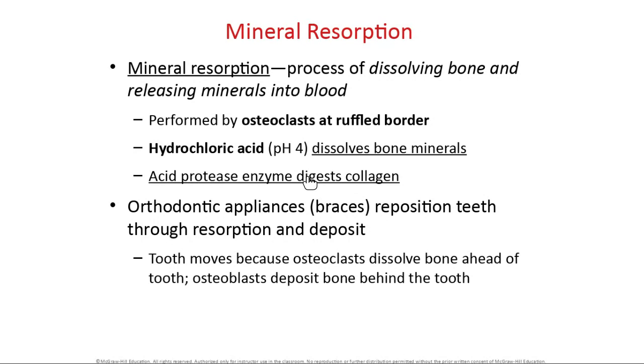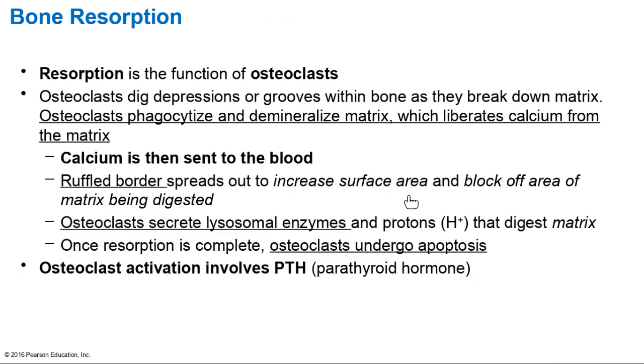For bone remodeling, we're going to build up bone tissue, and then we're going to break it down and build new, and then break it down and then build new. Okay, this is a continual process throughout life to regenerate, basically, our bone tissue. So as far as orthodontic appliances like braces for teeth, these basically are going to help reposition the teeth by encouraging resorption and deposition at the bone, okay? So just a little point of interest for those of you who may be going into dental hygiene.